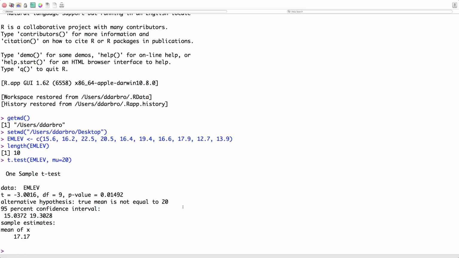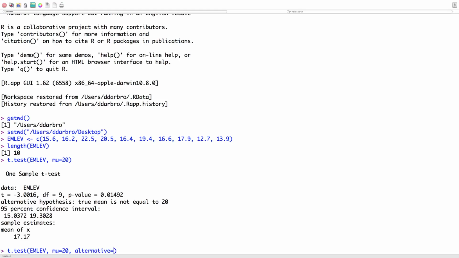Now, let's change things up a little bit. Okay, I want to break this up in bits and pieces. I was going to do everything in one, but let's back up a little bit. What if I want to do the same thing, still test mu equal to 20, but I want to conduct a one-tail test of less than?